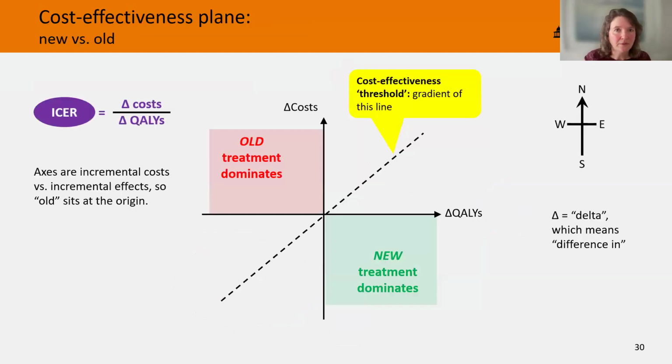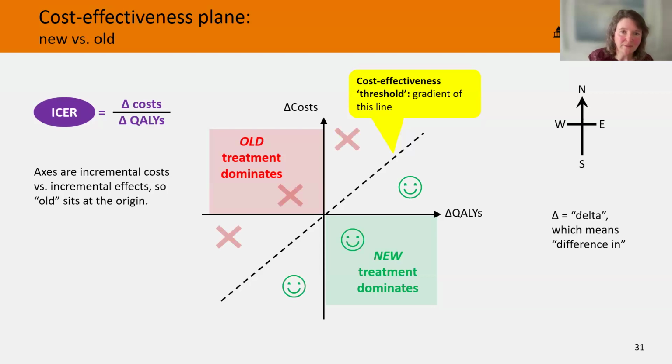So a bit more about this then. How do we decide whether it's worth it? Is it good enough value for money? So this is the value for money bit. This is all about thresholds. We have a cost effectiveness threshold, which is this line, this straight line here. And the gradient of this line, so the slope of this line is the threshold. So if there's a steeper slope, it's a higher threshold.